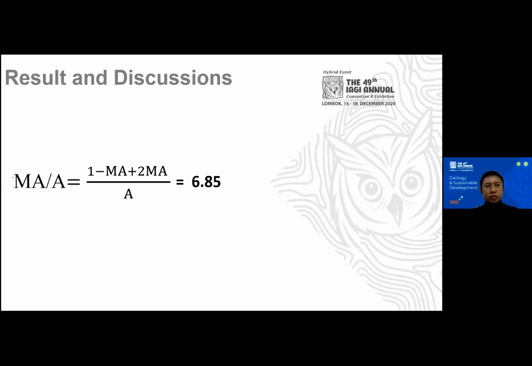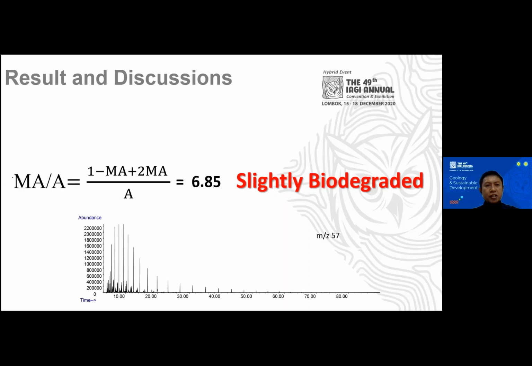Their research shows that the ratio of methyl adamantane to adamantane rises with increasing biodegradation. The value is 5.3 for non-biodegraded oil and 15.1 for very severely biodegraded oil. The ratio of methyl adamantane to adamantane value of 6.85 in this sample is close to the ratio of slightly biodegraded oil. This is also shown by the depletion of low carbon numbered alkane.